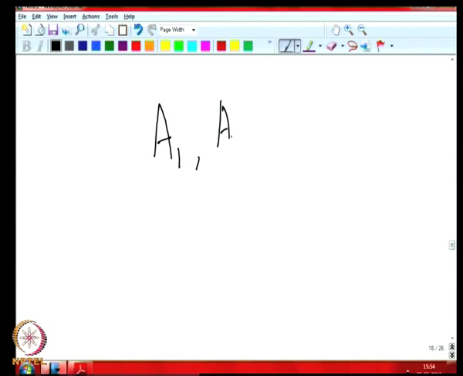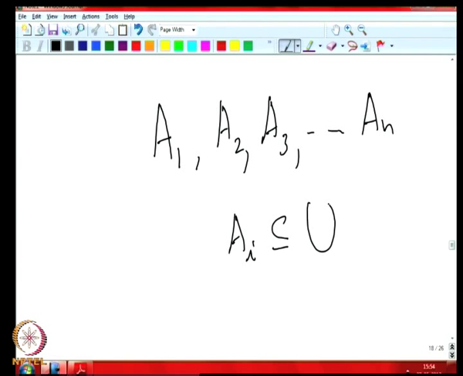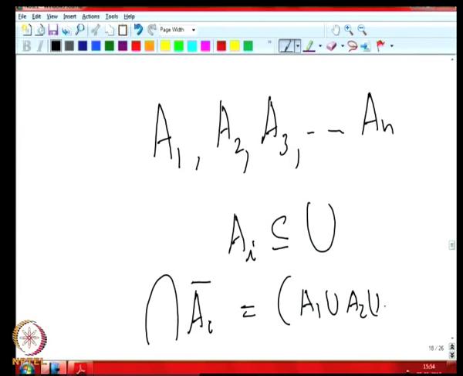namely A1, A2, A3, up to An, and each Ai is a subset of the universe U, right. Now, we are interested in the intersection of the Ai complements, which is essentially, as we know, (A1 union A2 union ... union An) all complement, right. This is what we want to estimate now.